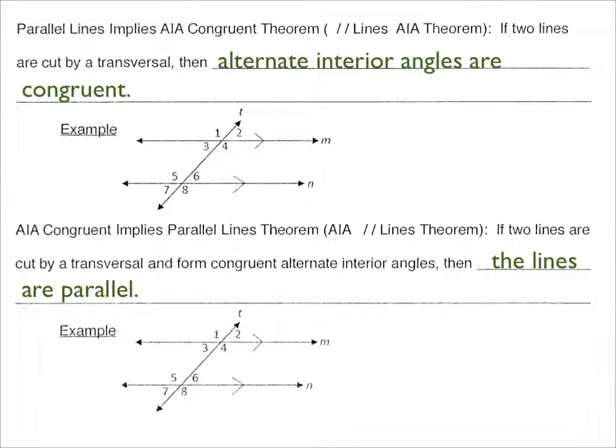Why don't I just say the same? We need to learn that math terminology. If M is parallel to N, then alternate interior angles and alternate exterior angles are the same. If M is parallel to N, those are the lines that are being cut by a transversal, then alternate interior and alternate exterior angles have to be congruent.